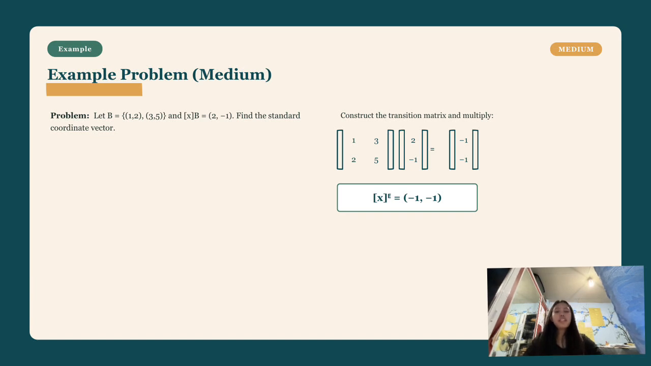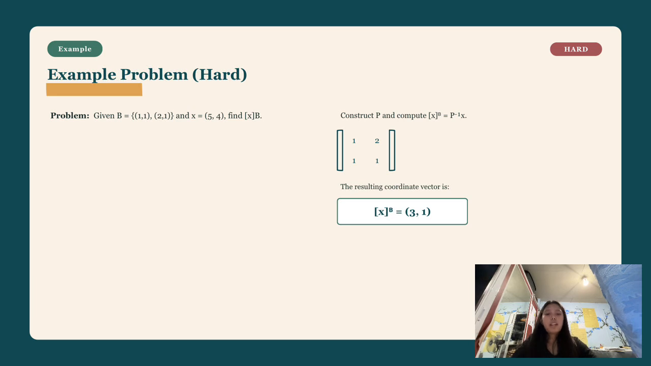Now, let's consider a different basis. We are given both the basis vectors and the coordinate vector. First, construct the transition matrix using the basis vectors as its columns. Then, multiply the transition matrix by the coordinate vector. After performing the multiplication, we obtain (-1, -1). Therefore, the standard coordinate vector is (-1, -1). This demonstrates how transition matrices convert coordinates into the standard basis.